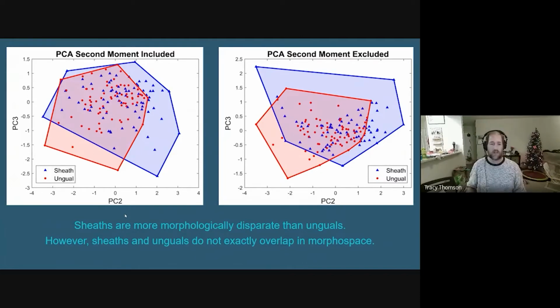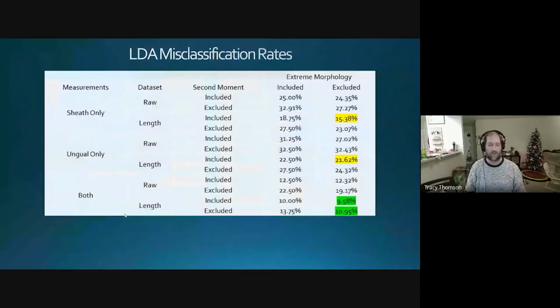And that's shown here. These are all of the options that I went through. Do you have just the sheath, just the ungual, or both together? Are you using the raw data set versus lengths? Do you include the cross-sectional shape or not? I haven't mentioned the extreme morphology. There are some claws of some animals that are just really out there, weird and unique, and when you add them into the data set, they bias the data and it doesn't turn out well.